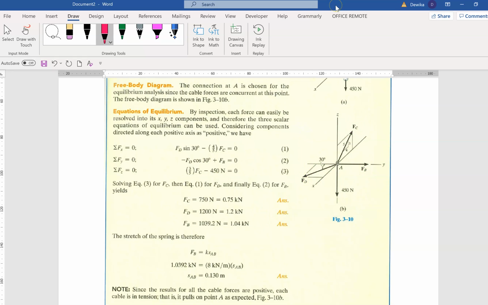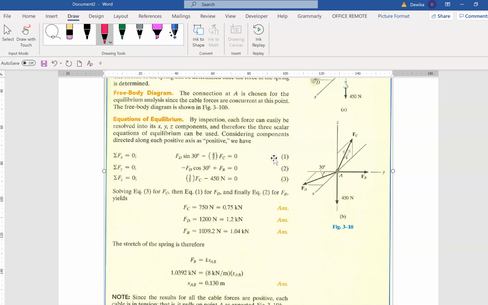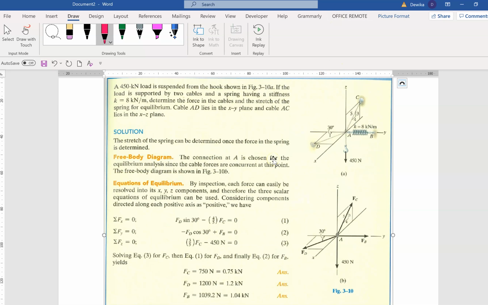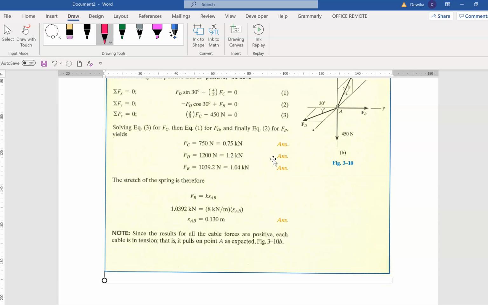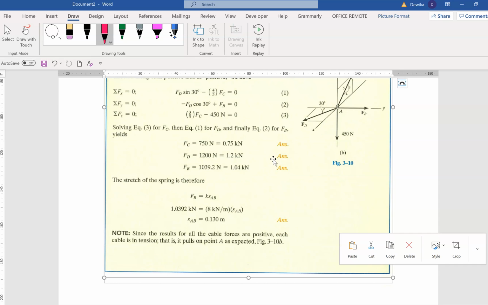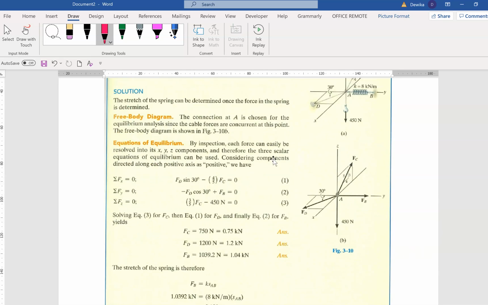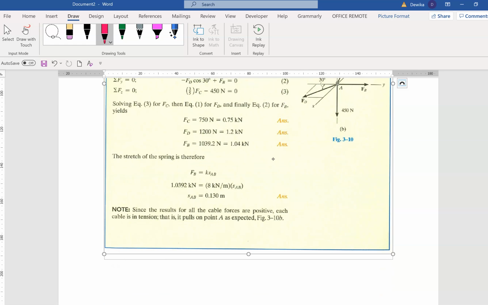Once you have your FB, referring back to the question, we always have to refer back to the question, whether we are answering it. They have asked you to determine the forces, which we've done, and the stretch of the spring. So where's the spring? The spring is FB. So FB is 1.04, equivalent to K, where K value was 8 just now, times SAB. So SAB is 0.130.